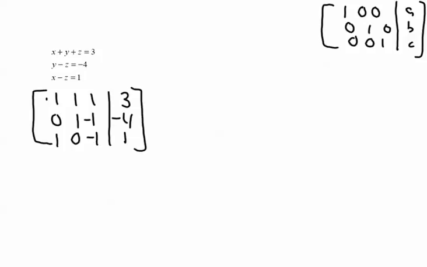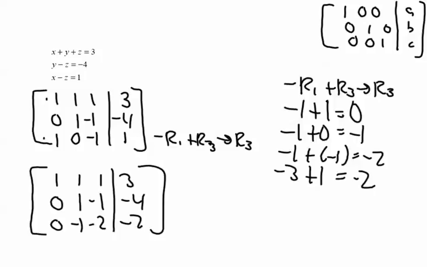Okay, the 1 is where it belongs, but this one needs to go. So I'm going to use row 1, and I'm going to take the opposite of row 1 plus row 3 is the new row 3. Okay, so doing the row operation, we end up getting for row 3, 0, -1, -2, and -2. So I have placed them into row 3 as such here.